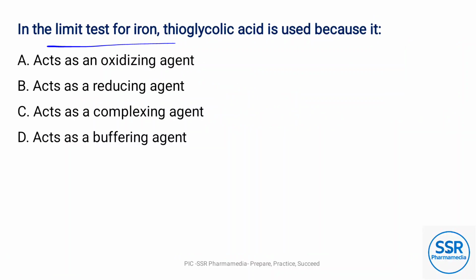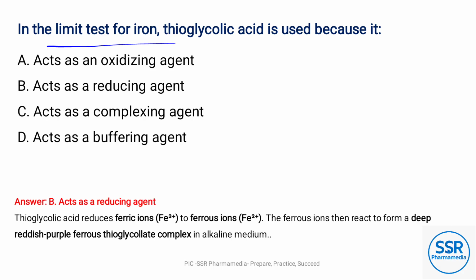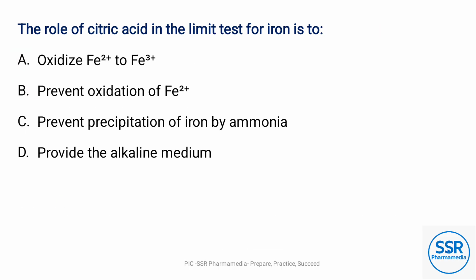In the limit test for iron, thioglycolic acid is used because it acts as a reducing agent. So option A is the answer. Thioglycolic acid reduces ferric ion to ferrous ion. The ferrous ion then reacts to form deep reddish purple ferrous thioglycolate complex in alkaline medium.